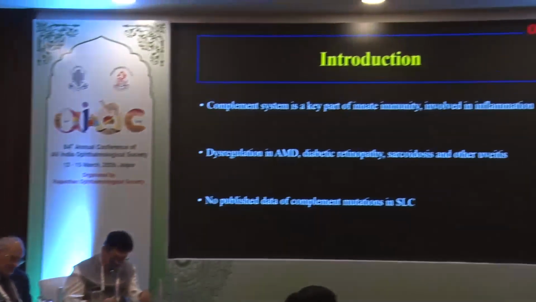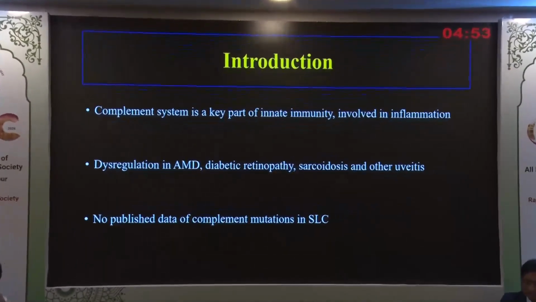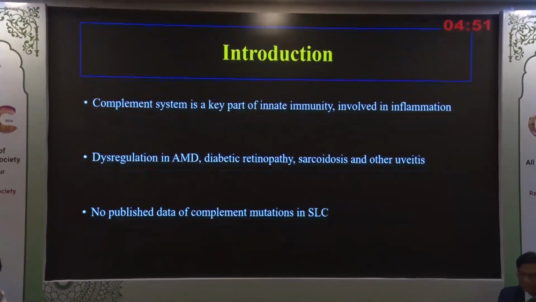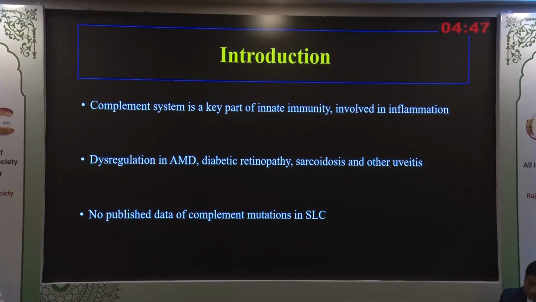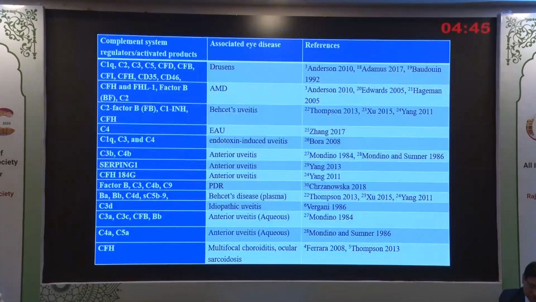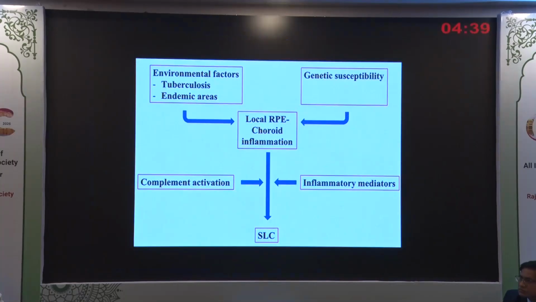Complement system is a key part of innate immunity involved in inflammation. Its dysregulation has been reported in diseases like AMD, diabetic retinopathy, and various uveitis. There is no published data of complement mutations in serpiginous-like choroiditis due to TB. These are some of the eye diseases that have been associated with complement factor mutations. Environmental factors like TB and genetic susceptibility produce local RPE-choroid inflammation, which is aggravated by complement activation and inflammatory mediators, leading to development of serpiginous-like choroiditis.